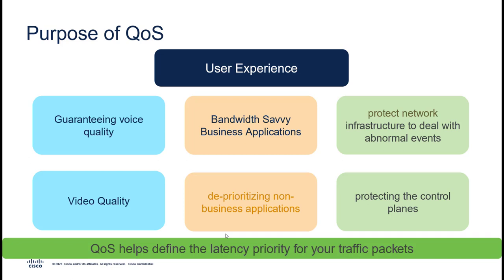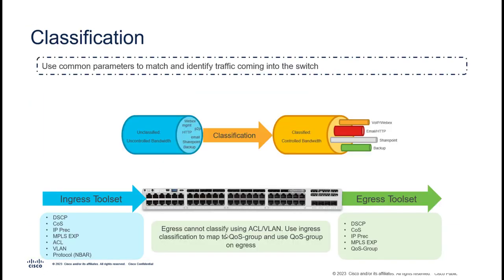The final key component that QoS helps us define is the latency priority for your traffic packets. We'll be talking about this latency priority in a lot more detail when we talk about the QoS implementation on our Cisco Silicon One Q200 based Catalyst 9000 switches. However, the latency priority is equally important when we talk about the UADP based implementation. So with that, let's cover each of the different components that make up the QoS toolset.